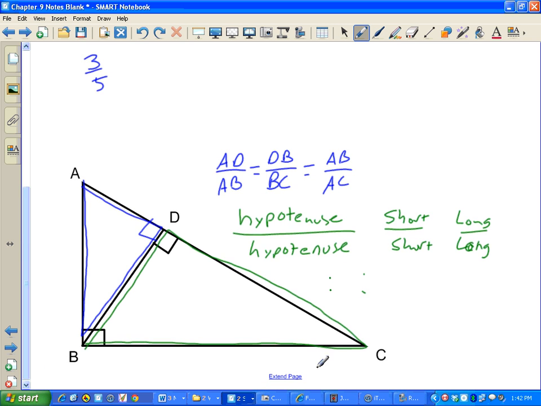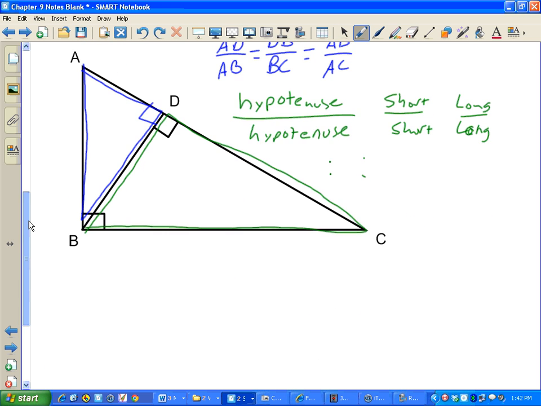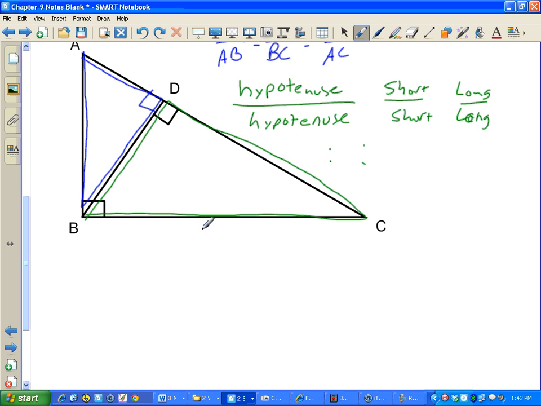So, if we were just to make up an example here, let's make this 8. We'll make this 3. And let's have this be 10. Okay, and let's say I'm looking for the altitude length. Well, 3 is the short side of my small triangle. X is also the short side of my green triangle, so I can put those things together.